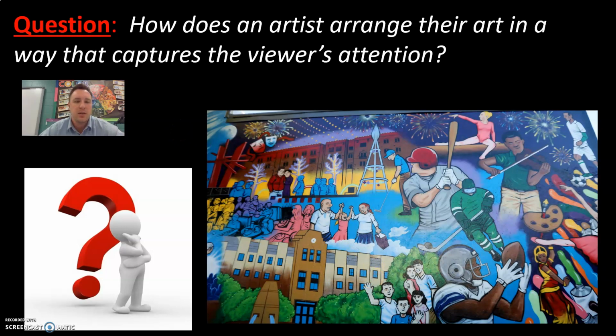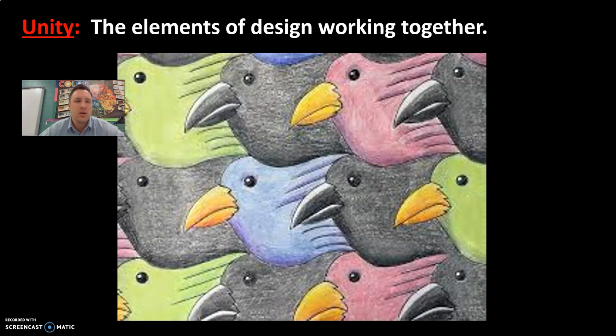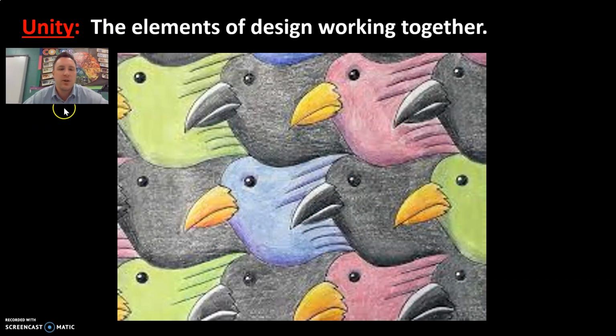Everything's balanced with color, line, space. Just make sure you're thinking of the entire artwork and not just a small section of it. Unity is the elements of design working together. So here you have the elements working together, the repetition of the birds over and over again. It's almost like a theme. Everything's thematic. Everything flows. Everything has a specific purpose.